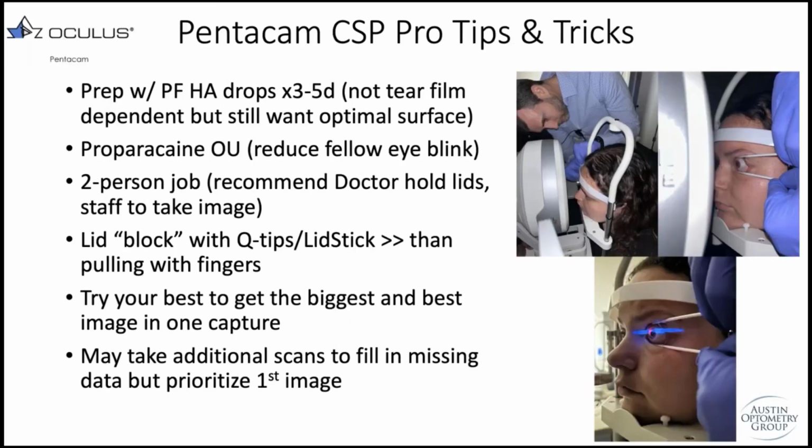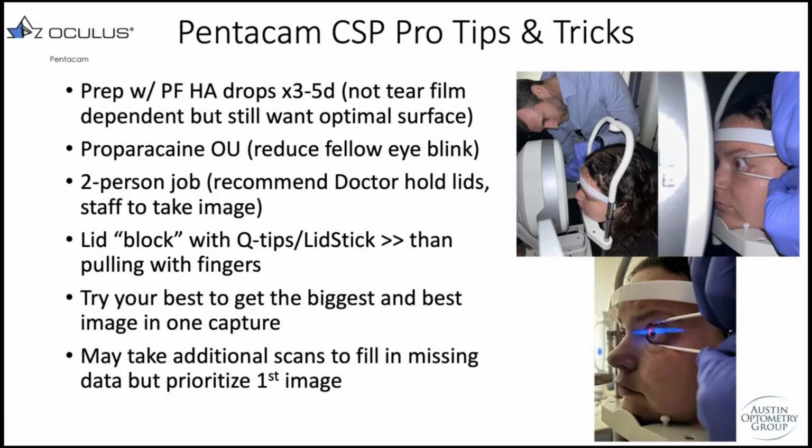Moving on to the PenCam CSP Pro, that's the instrument that I use. I do not have any experience with the CSP Basic or the regular CSP. To my knowledge, the main difference is the CSP is going to take 5 images and stitch them together. The CSP Pro, you can actually take everything in one image, up to about 18 millimeters. And if you need to take additional images to fill in the gaps, you can, but the main advantage is that you can try to get everything in a single shot, which is, in my opinion, better.